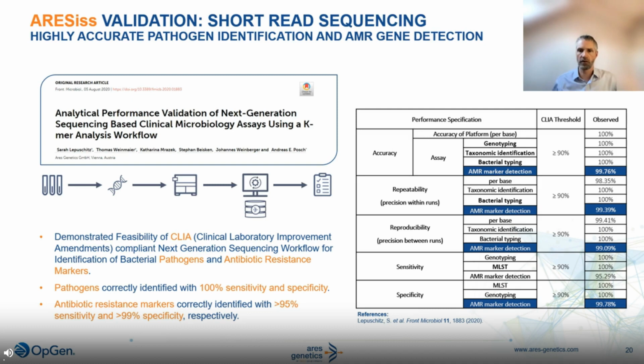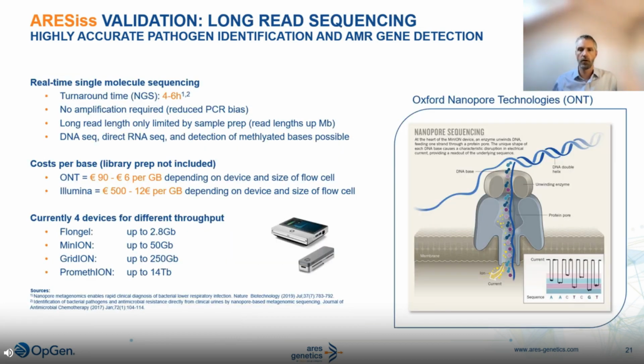The study showed that the Aries process for isolate sequencing 100% accurately and reproducibly identified and genotyped pathogens. Also, AMR marker detection was highly accurate with sensitivities and specificities exceeding 95 and 99% respectively. With Nanopore sequencing becoming increasingly available, we have decided to conduct a second multi-center validation of the workflow for isolate sequencing, Aries ISS, this time using the ONT platform.